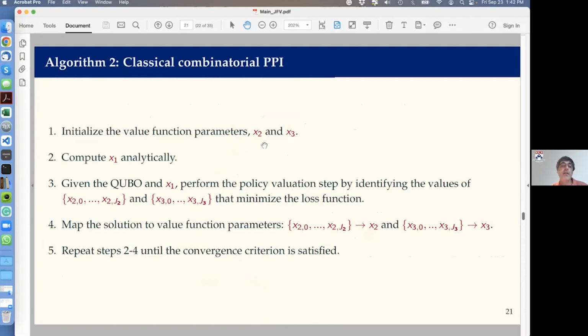We initialize the value function parameters x2 and x3. We compute x1 analytically, because you can show that when you know x2 and x3, you don't even need to solve x1 numerically. And given this QUBO problem and x1, we perform the policy evaluation step by identifying the values of the coefficients in the binary variables that minimize the loss function. We map those back into x2 and x3. We go back to 1. We compute x1 analytically, and so on until convergence.